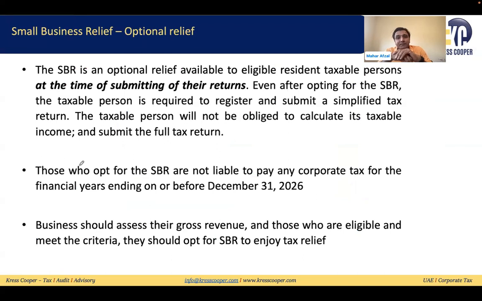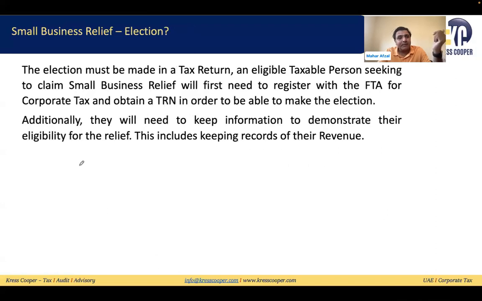Optional relief. This SBR, small business relief, is optional and you can avail it at the time of submission of return every year, because we know that this is the annual return. At the time of submission of the return, if you are fulfilling the criteria, you can opt for the small business relief and you can submit the simplified tax return. And you can do this, as we discussed earlier, up to 31st December 2026.